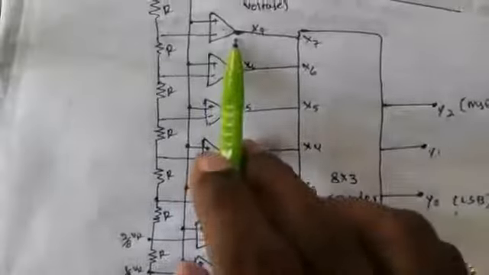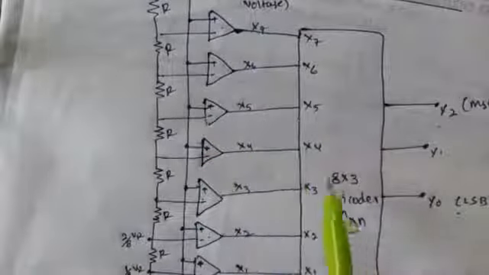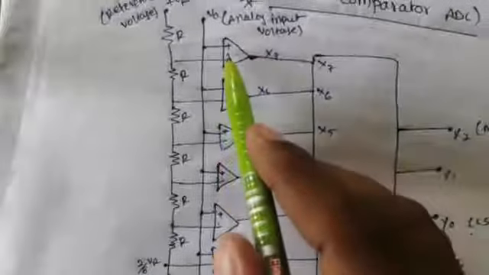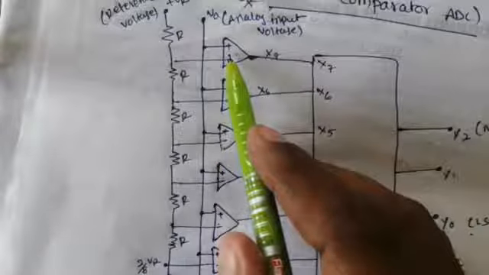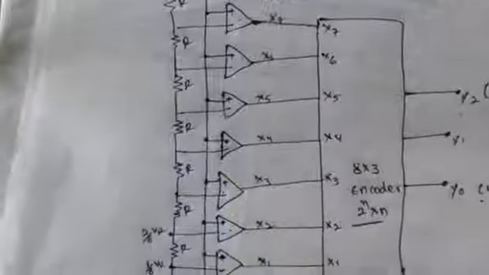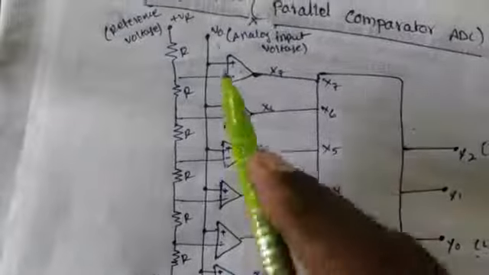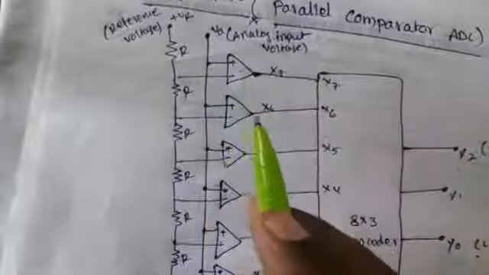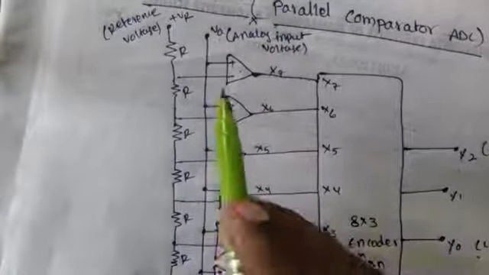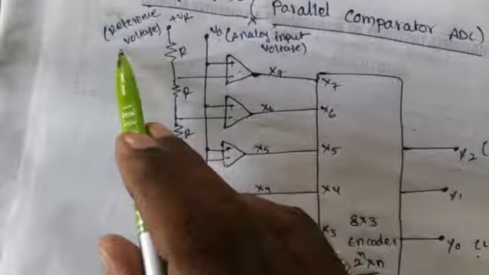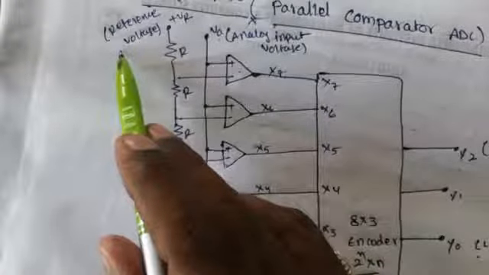Those 7 comparator outputs are directly connected to the encoder. Each comparator has inverting and non-inverting terminals. All the non-inverting terminals are connected to the analog input voltage. Coming to the inverting terminals, all of them are connected to the reference voltage.